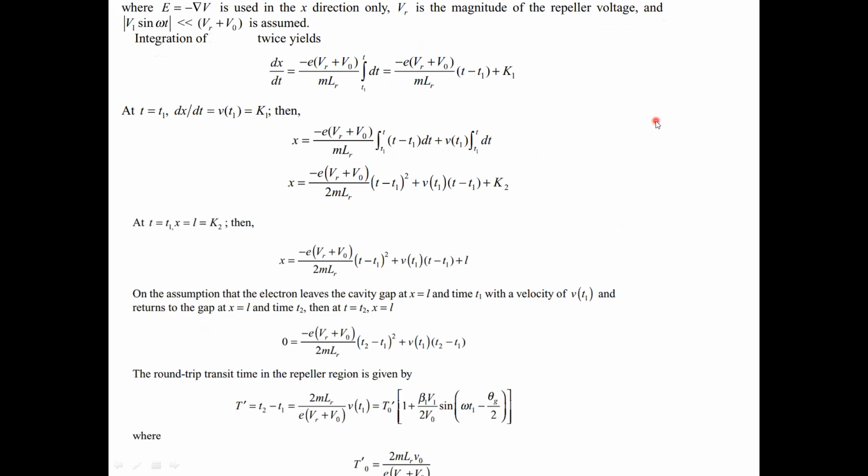So here we are mentioning some Maxwell knowledge. So here minus E equals to delta V. Why? Suppose this reflex klystron is positioned in x, y, z directions. The output beam always passes through the z direction, so the field arises in the x direction.